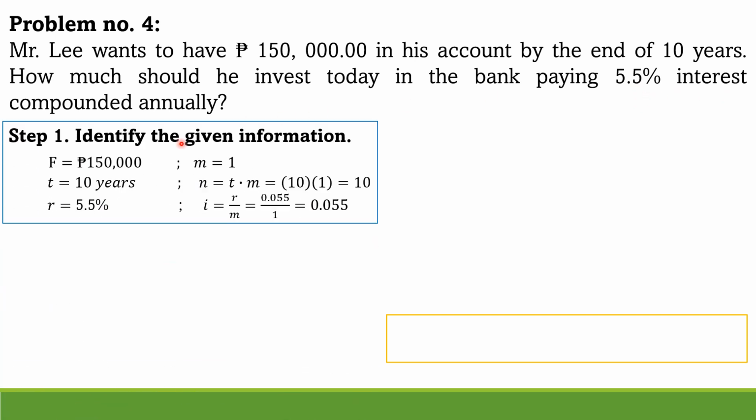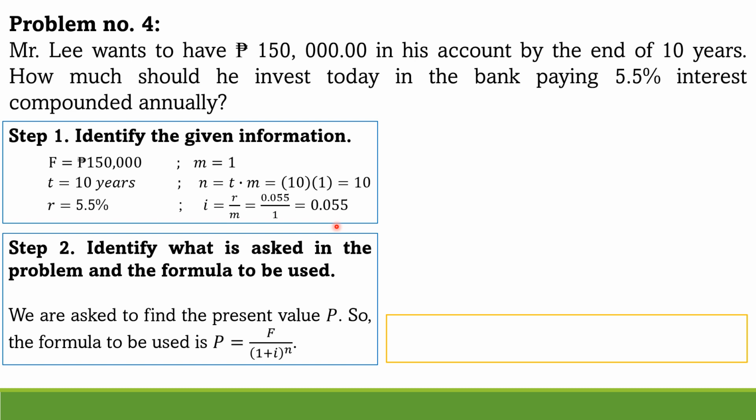So for our step 1, identify the given information. Ang ating final amount is 150,000 pesos. And then the length of time is 10 years. Our interest rate is 5.5%. Compounded annually, so M is equal to 1. N is equal to 10 years times 1, which is 10. And our I is equal to R, 5.5% converted to decimal, 0.055, divided by M is equal to 1, so 0.055.